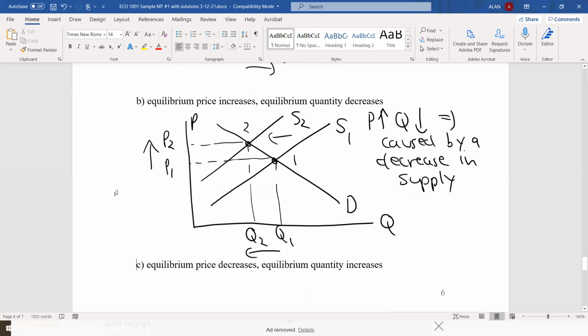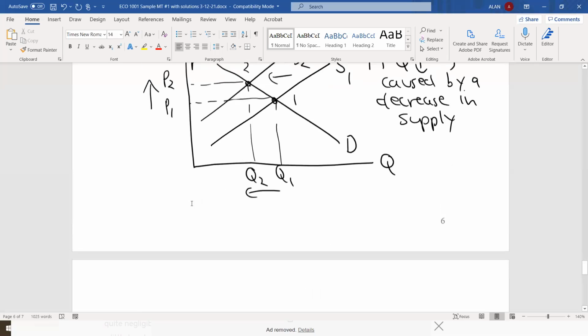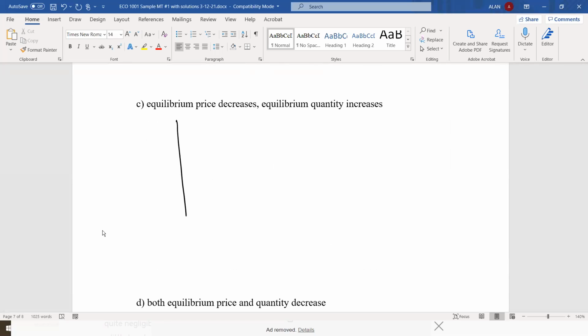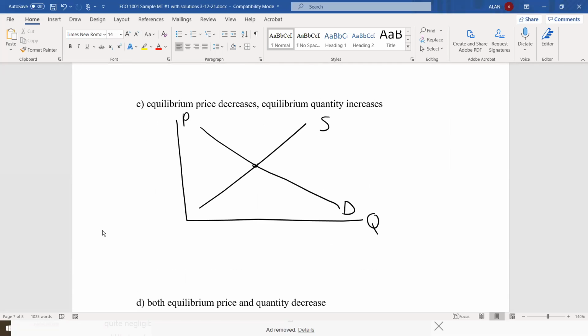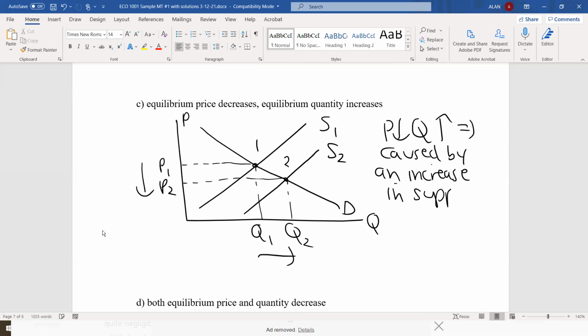All right, now in part C, C is the exact opposite of B, by the way. The price goes down and the quantity goes up. So we know already that this refers to an increase in supply, but let's just prove it with a graph. Okay, so let's shift the supply curve to the right and see what happens. So the price went down, the quantity went up. This is caused by an increase in supply.